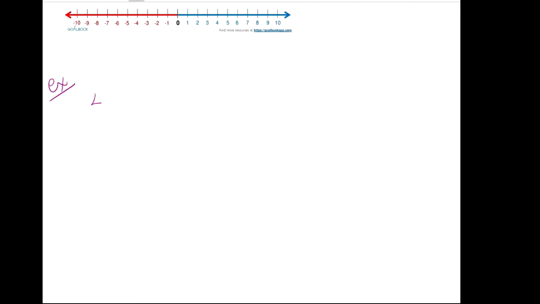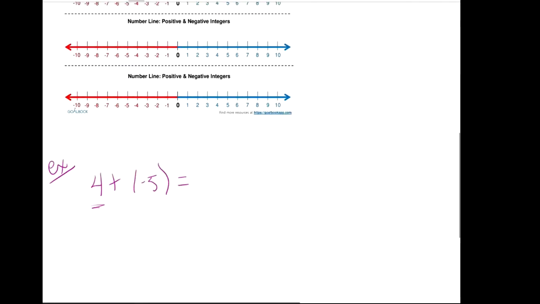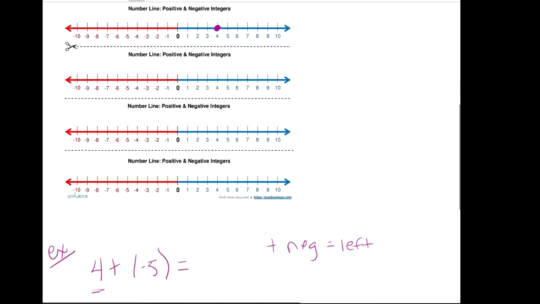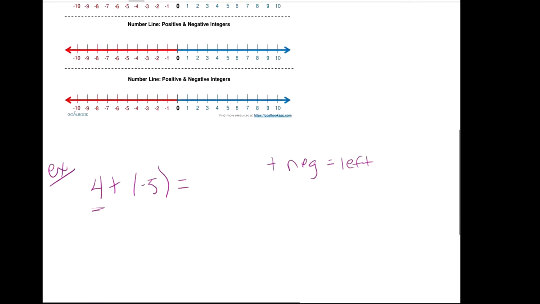So what if I had 4 plus a negative 5? Well, the first number is where we start. I'm going to find 4 up here. And I'm adding a negative. So remember, when I add a negative, I move left. So I'm going to move left 5. 1, 2, 3, 4, 5, meaning my answer is negative 1.